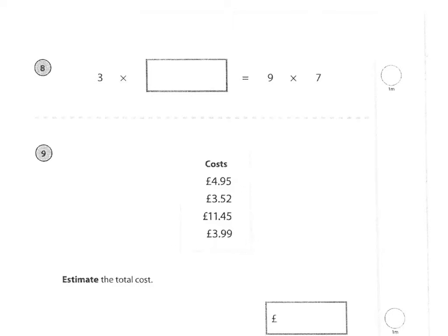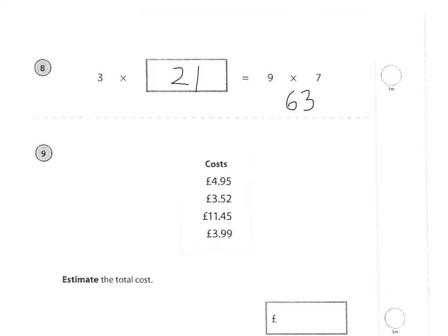Question 8. 3 times blank equals 9 times 7. Now I know from my times tables that 9 times 7 is 63, so I'm looking for a multiplication on the left hand side to make 63, and the missing number is 3 times 21.